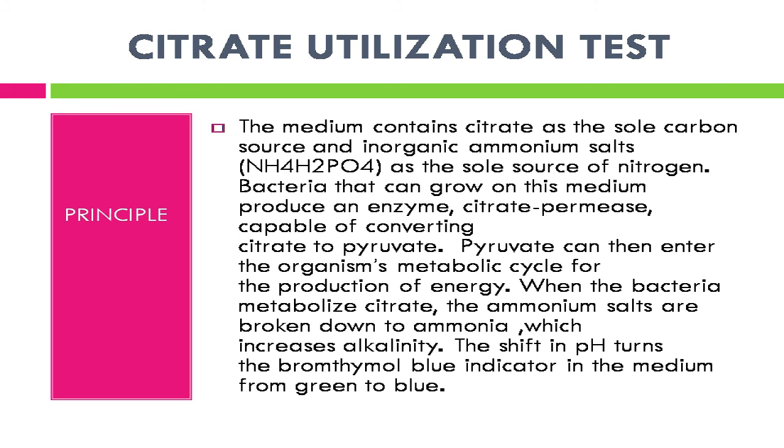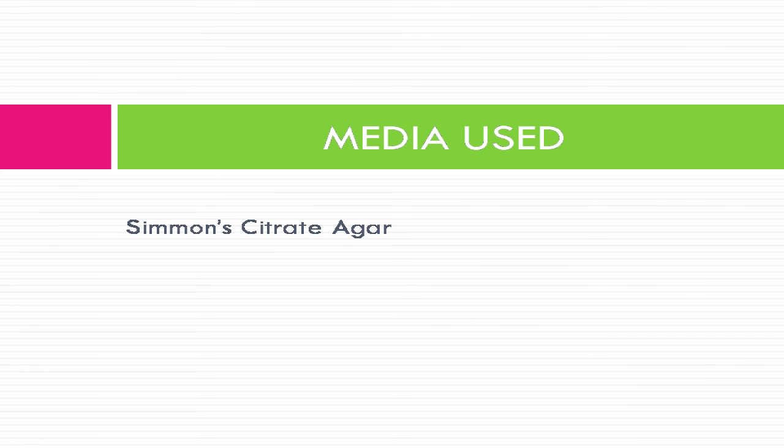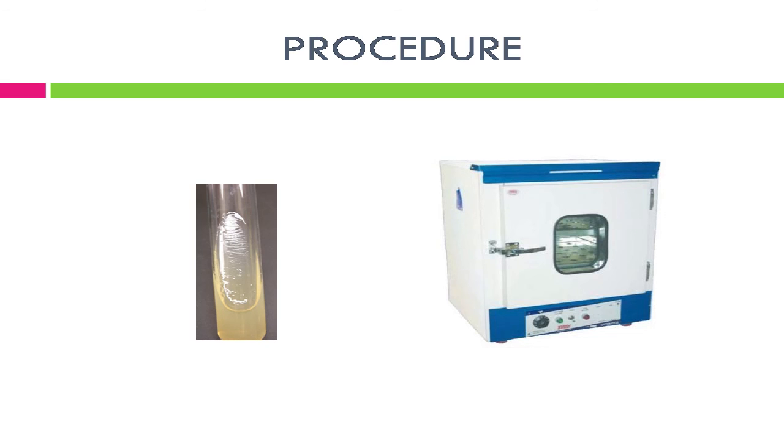When the bacteria metabolize citrate, the ammonium salts are broken down to ammonia, which increases alkalinity. The shift in the pH turns the bromothymol blue indicator in the medium from green to blue. The medium used in citrate utilization tests is Simmons citrate agar.